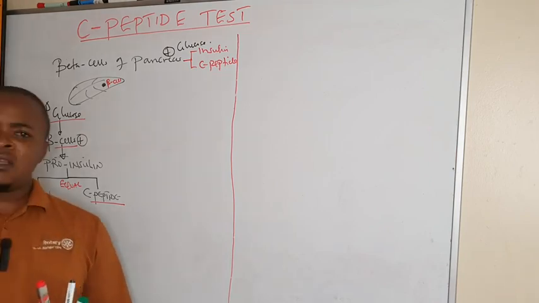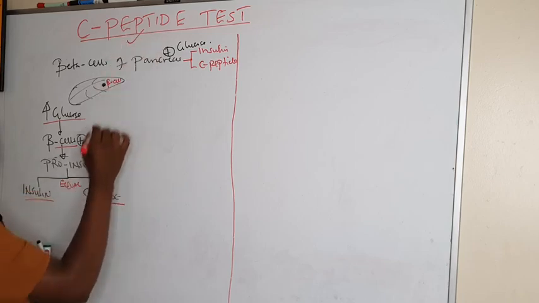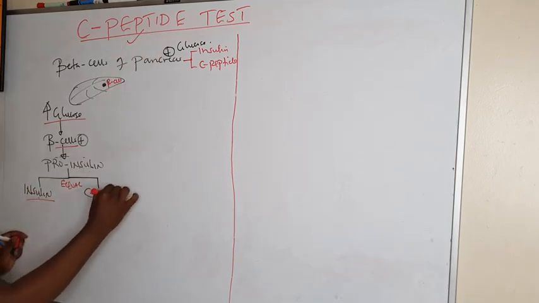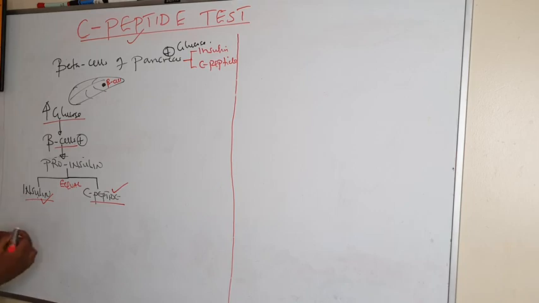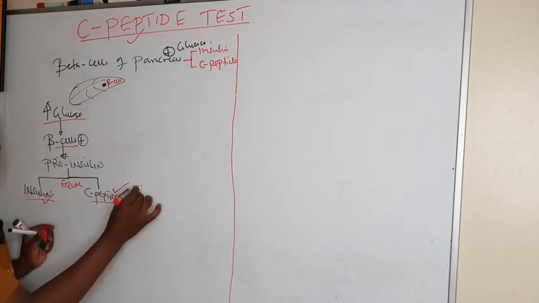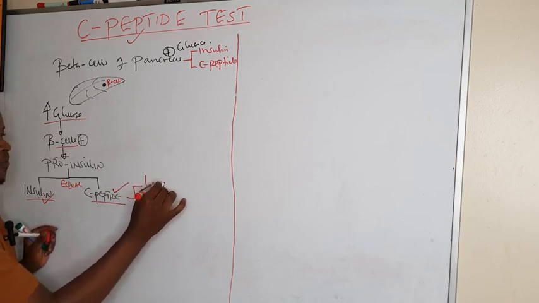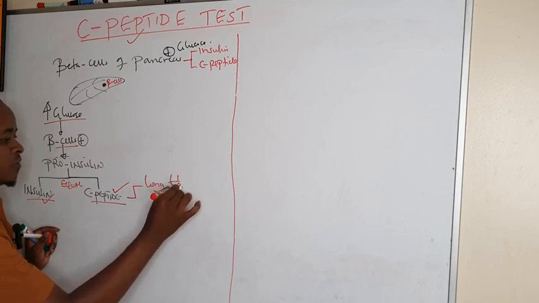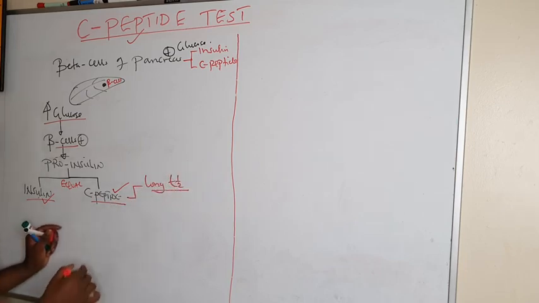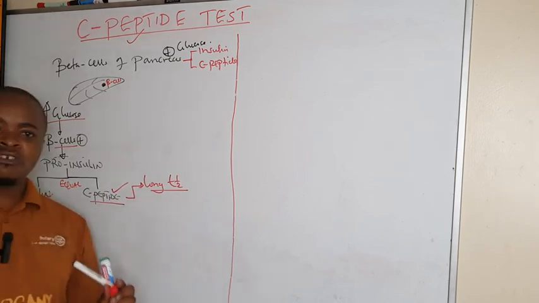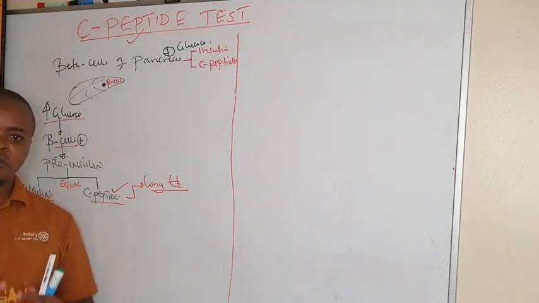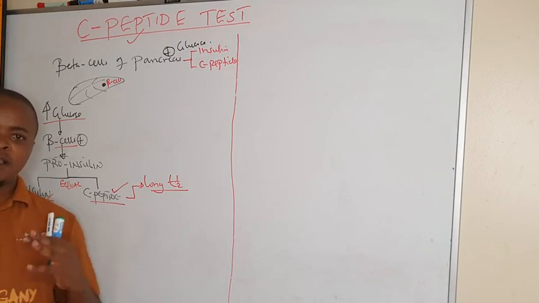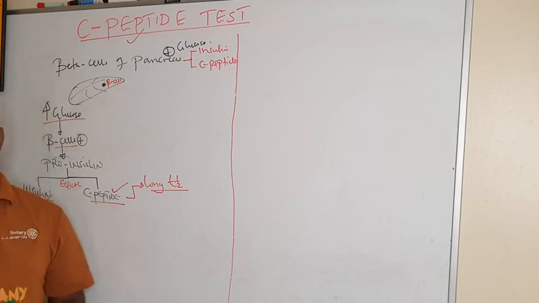Why do we determine C-peptide, not insulin levels? Because we can also do an insulin test. But we prefer C-peptide because it has a long half-life, meaning it stays long after being produced. Its duration in blood is longer, and it is not affected by the state of food, or by hepatic metabolism in the liver.